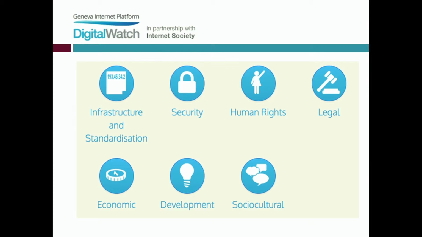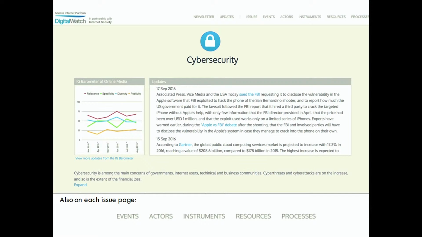These are the 7 baskets that I have mentioned. For each of these baskets, we have various issues. For example, under security, we have cybersecurity. And on the cybersecurity page, we have an overview of what the issue actually means, a brief description.